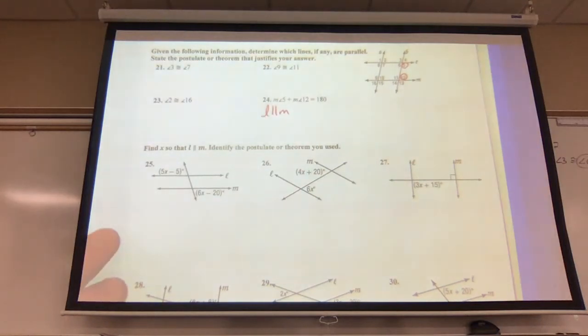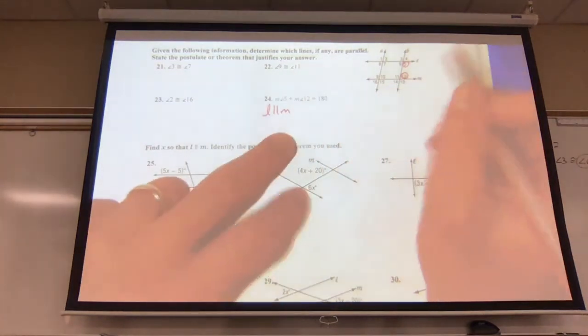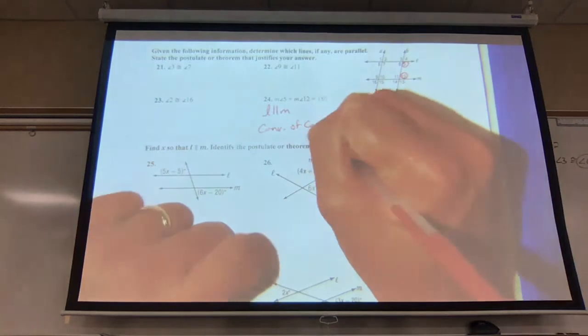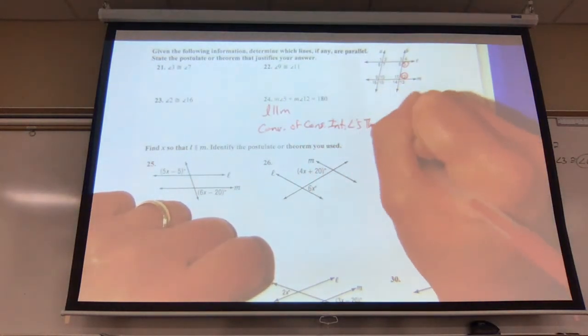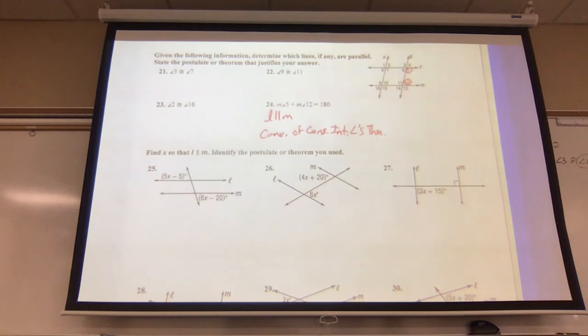And then we got to name our theorem or postulate that goes with it. These are consecutive interior angles. And so this one's going to be the converse of the consecutive interior angles theorem. On the test, if you just call it consecutive interior angles theorem, I'll be fine with that. As long as you identify we're using consecutive interior angles, you should be good. So technically it's the converse, although you could just say consecutive interior angles theorem also. Anybody need to see another one of those?